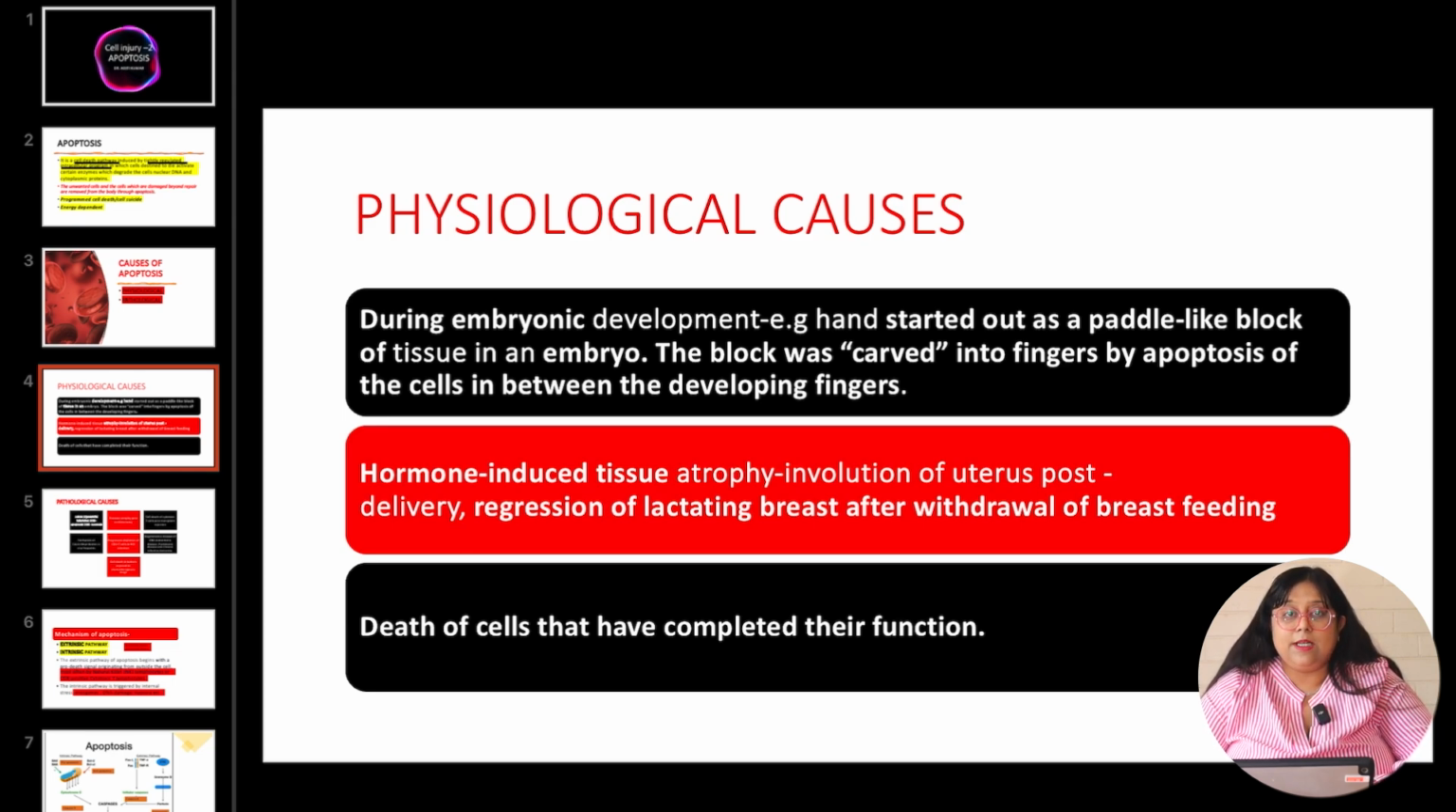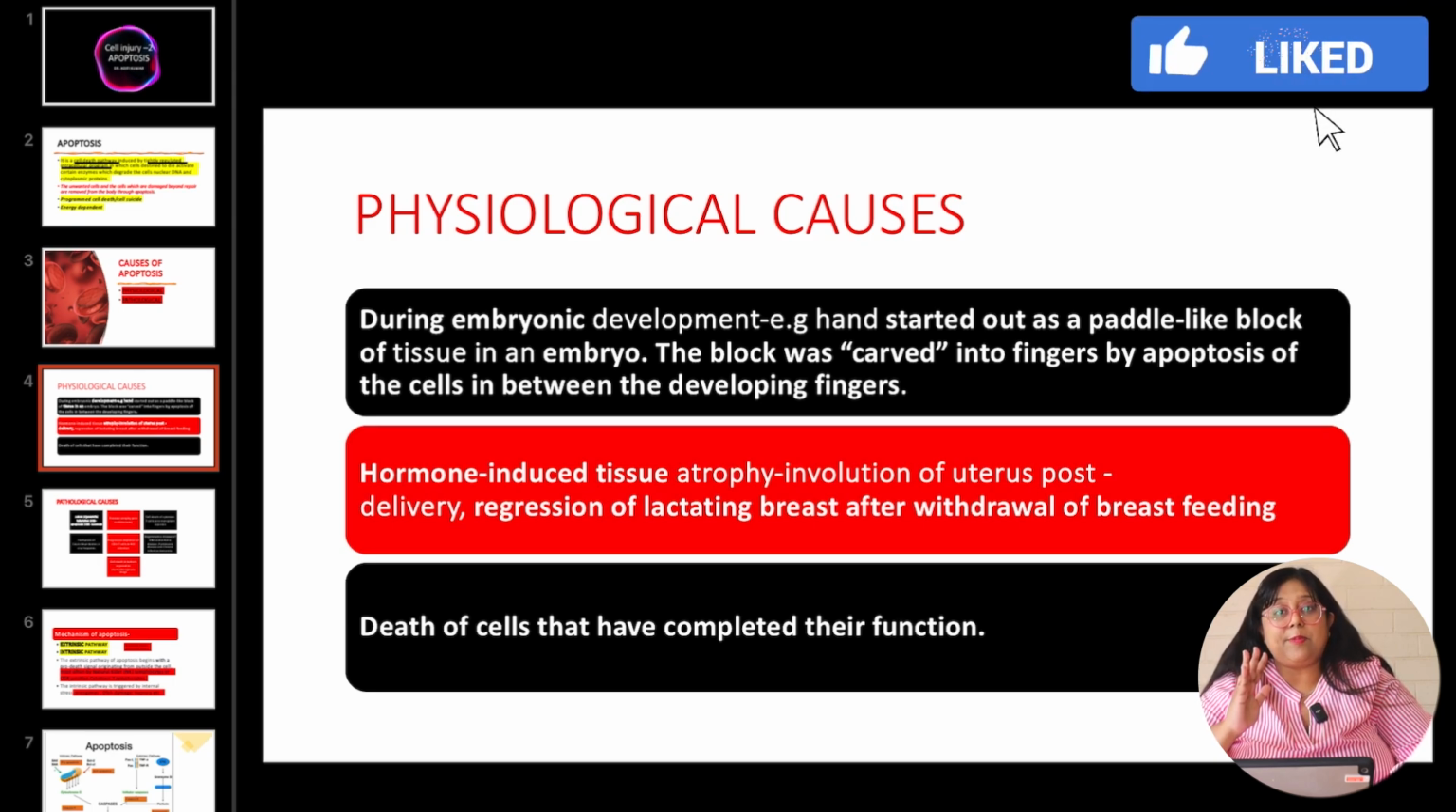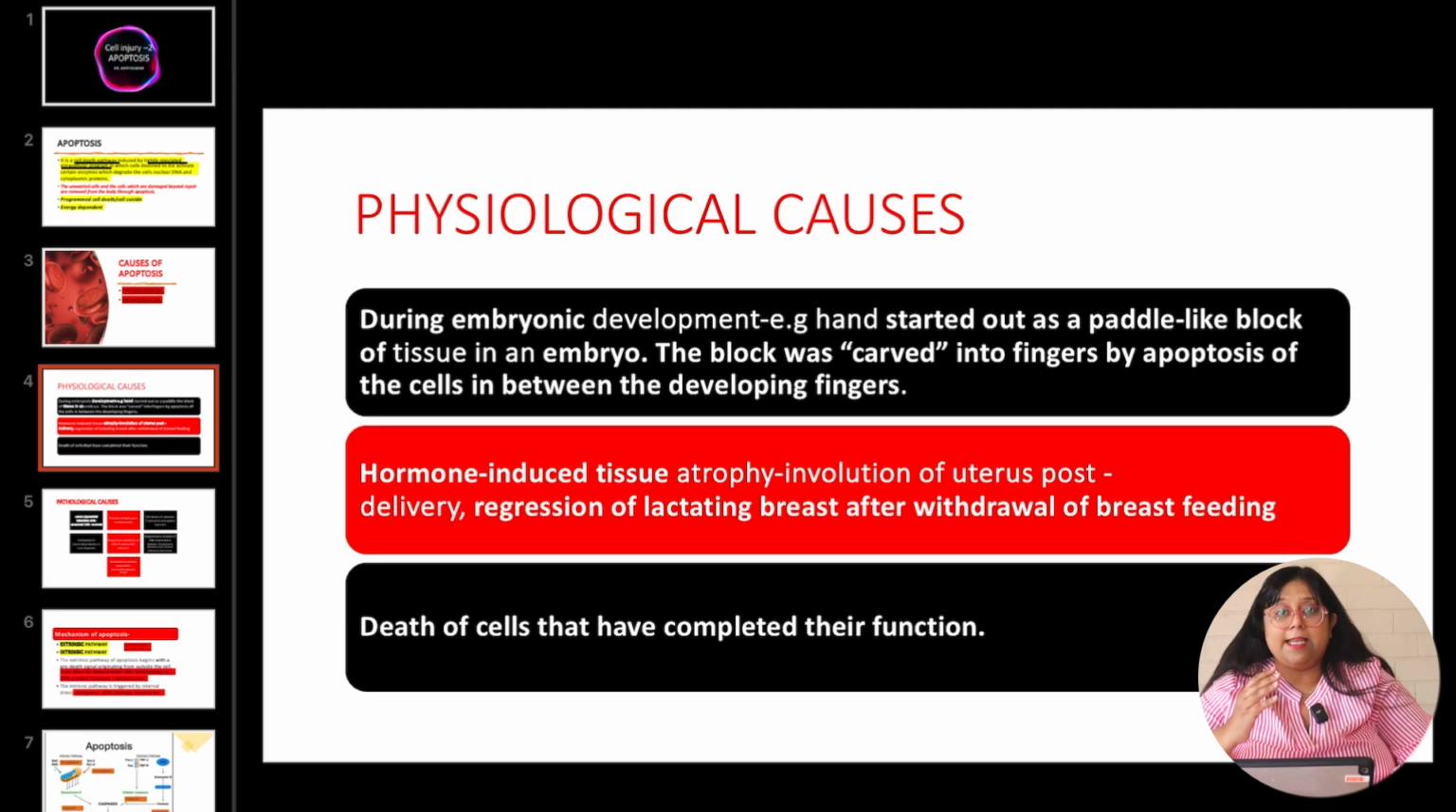For example, this hand. The hand initially in the embryo is like a block. There is no separation between the fingers. So how do these fingers separate? That is because of apoptosis. The cells between the fingers die and there is separation of the fingers, and this is the phenomenon by which the hand is formed.